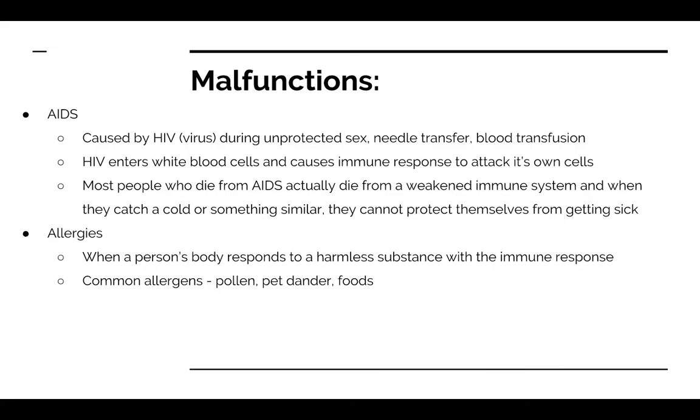The second malfunction of the immune system is allergies, and this is when a person's body responds to something harmless with the immune response. So it kind of goes full out as if there's a pathogen that's invaded the body when it's just something like pollen, pet dander, or even a type of food.